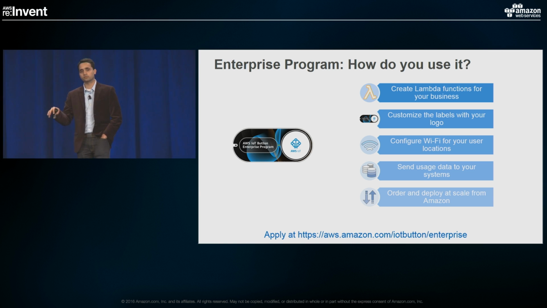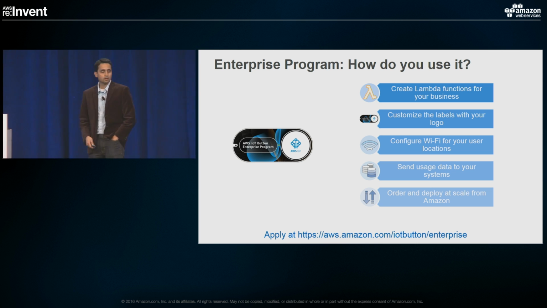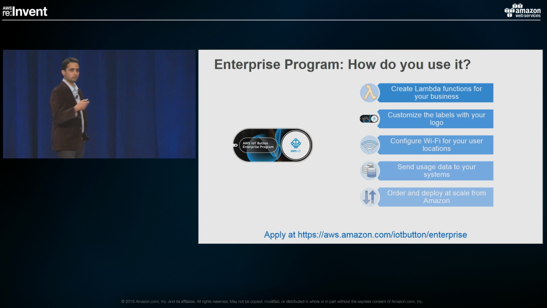And all the things that you have to do are much more tailored to specifics for your business, where the heavy lifting of the actual button and the services are done by Amazon. So you create Lambda functions that are specific to your business. You give us labels, and we will actually manufacture these buttons with your logo. The Wi-Fi is on your location, so whether that's a home scenario, a factory floor, an office situation, that configuration is on yours. And then the usage data goes to your system.